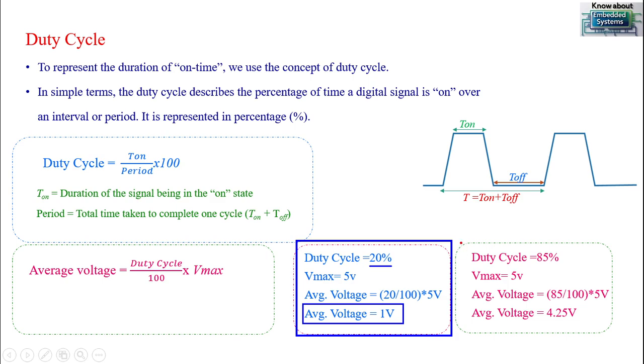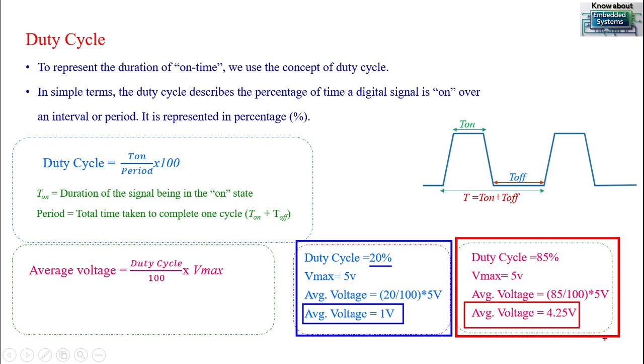Same thing if you consider the 85% duty cycle, the second use case, you will get an output average voltage of 4.25. So this is the advantage. So how we can control the speed of a motor, how we can control the light intensity, these are two use cases. In case of 20% duty cycle, average voltage is 1 volt, but in case of 85%, average voltage is 4.25. So you just compare both, and see how we can control the output speed or output devices.